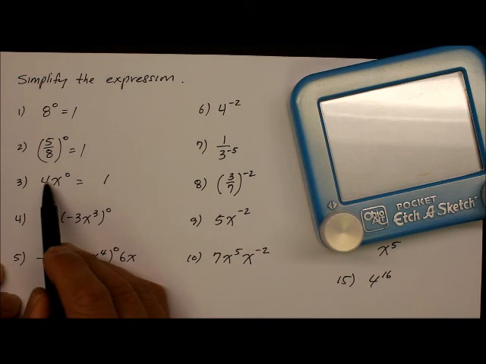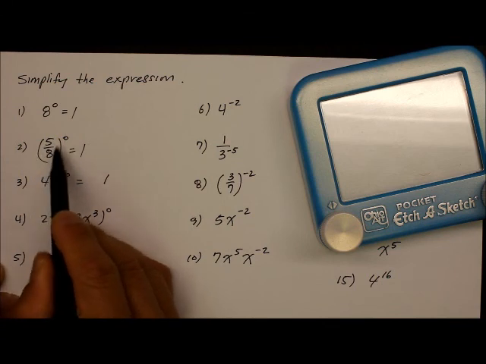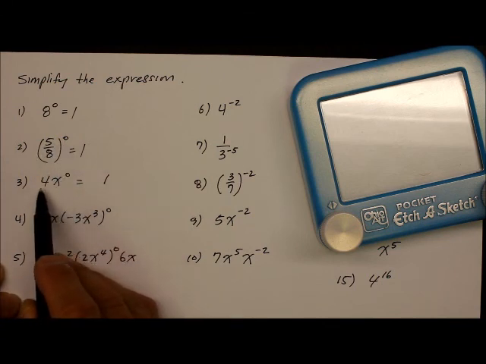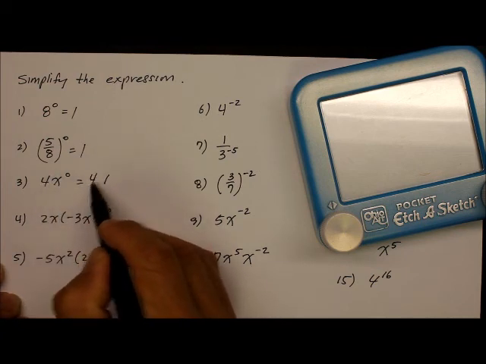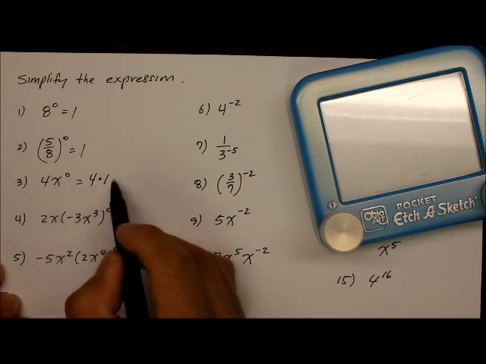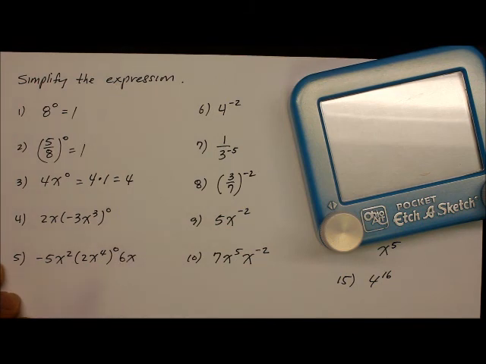However, that 4 does not have a 0. You see, unlike number 2 where it is surrounded by parentheses, 4 and x are two separate numbers. So 4 does not have a 0, so it's just 4 times 1, which was x to the 0. Now your final answer should be just 4. There it is. So now can you guess what number 4 should be?